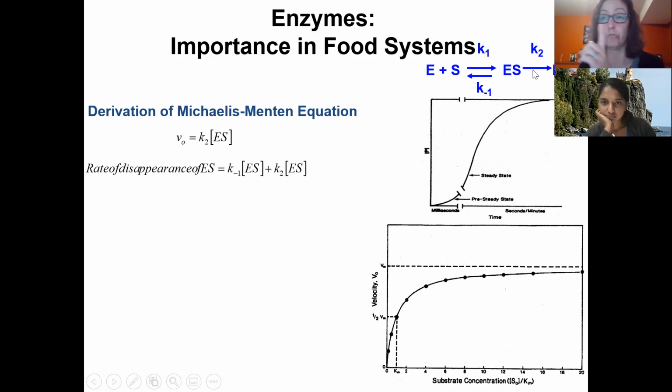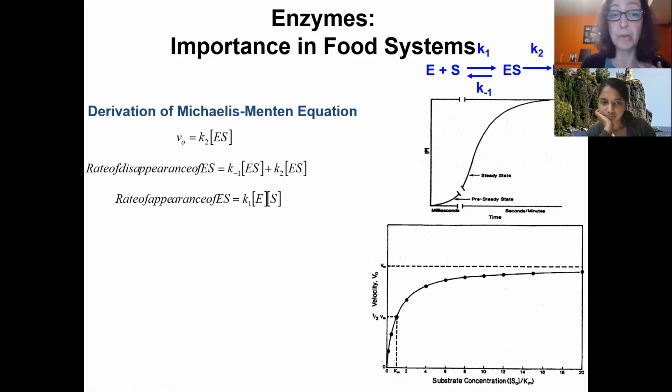So we talked about the ES converting to product and releasing the enzyme. And we talked about the ES also going backwards, dissociating into E plus S. So I have two rate constants, and the disappearance of ES is a combination of these two rate constants. It is the rate constant of going backwards multiplied by the ES concentration, plus the rate constant going forward multiplied by the ES concentration. So that's the rate of disappearance. The rate of appearance of ES is just this one, going that way. So it's this rate constant here multiplied by the concentration of the enzyme and the concentration of the substrate.